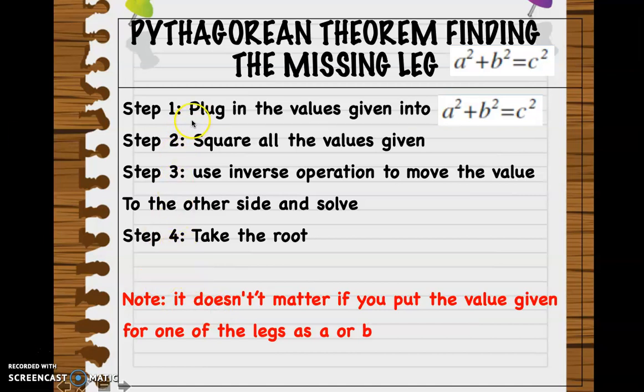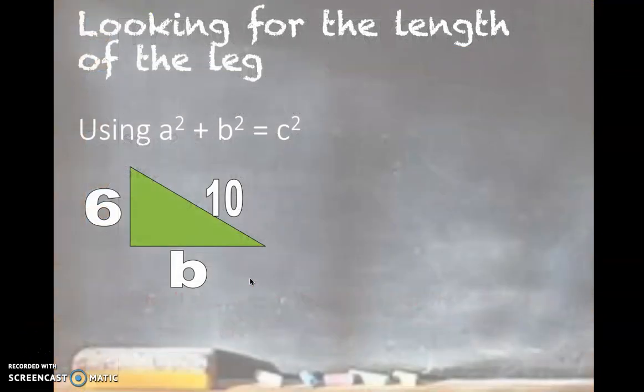Welcome back. We are going to do these 4 steps. Again, we're going to identify A, B, and C, and then you're going to plug in the values into your Pythagorean theorem. You'll square the values, but this is where it's different here. You need an inverse operation and then take the root. So instead of just squaring and adding, you're actually doing inverse operation. Please note it doesn't matter if the leg is A or B.